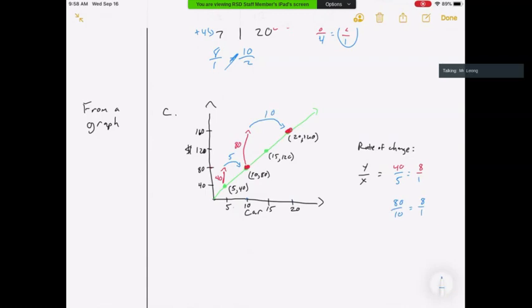So all you're doing is choosing 2 points, and you're saying how much do you go up, and then how much do you go over? Up and then over. That's what it is. It's your this over your this.